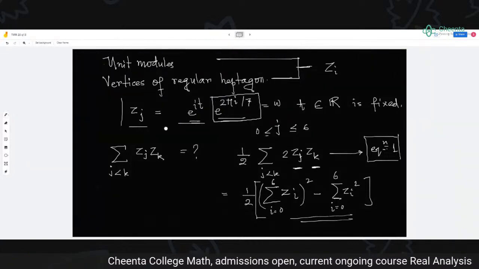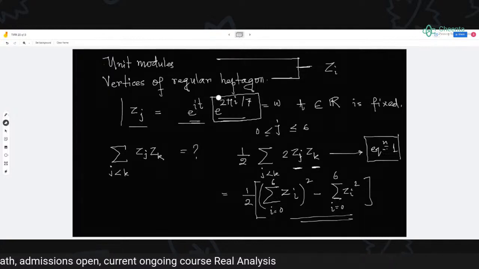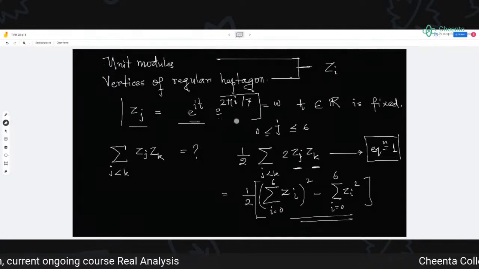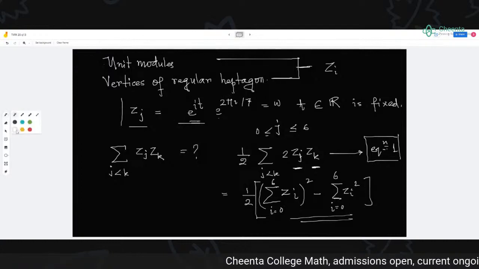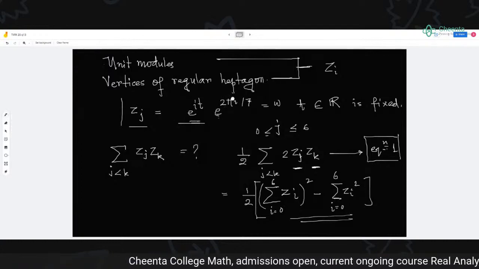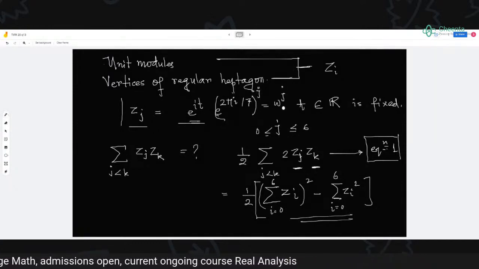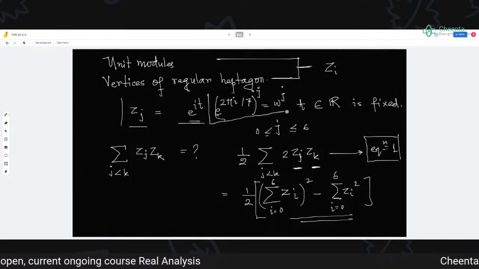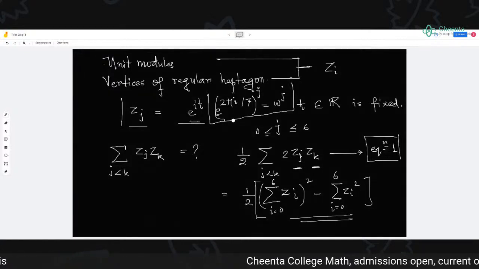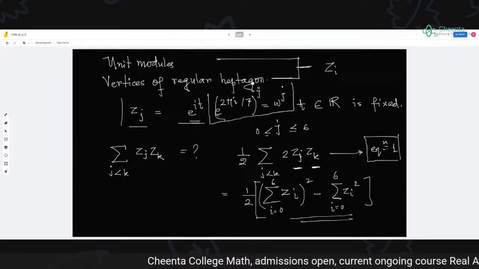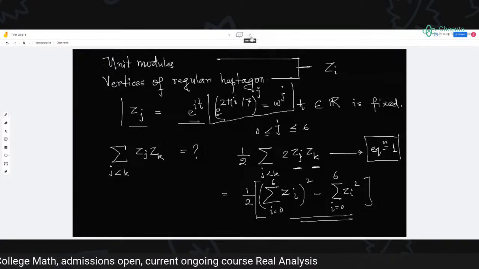So if this is omega, let me write it down somewhere. Then zj really looks like e to the power 2 pi i, to the power j. So this is the omega j part, since it is the jth seventh root of unity. Okay, so that's how it pans out.